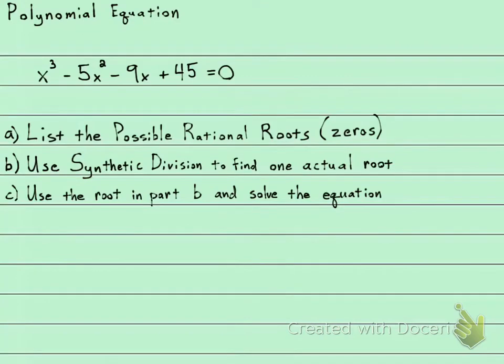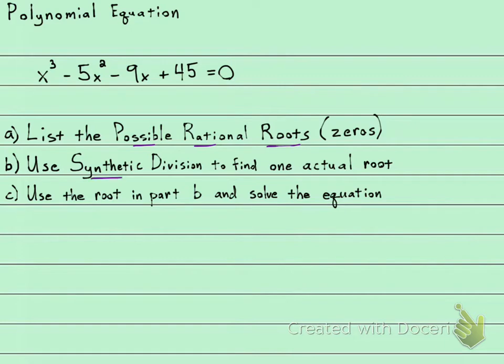We have a polynomial equation here. You see that equal sign? It means equation. And they want three things from us. They want us to list the possible rational roots, right? Remember that roots and zeros, you'll see those words interchanged.